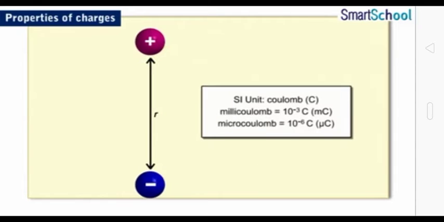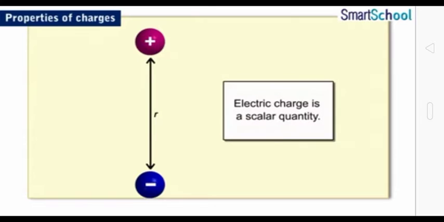Coulomb, C, is the SI unit of electric charge. However, smaller units such as microcoulomb and millicoulomb are also used in electrostatics. Electric charge is a scalar quantity which has only magnitude but no direction. Hence, the total charge on the body is equal to the algebraic sum of the individual charges given to it.